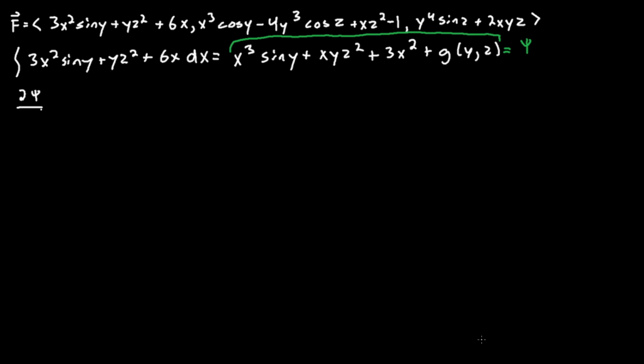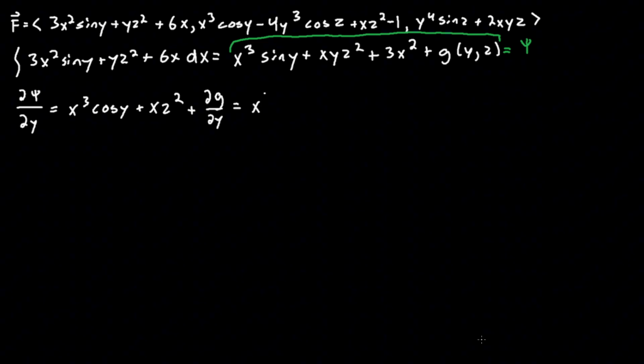And we're going to find the y partial of our current potential function. The y partial of this would just be x cubed cosine of y plus xz squared. x is treated as a constant, so this cancels out, plus the y partial of g. And the second component of your vector field is equal to the y partial of your potential function. So we can set this entire thing equal to the second component of our vector field.